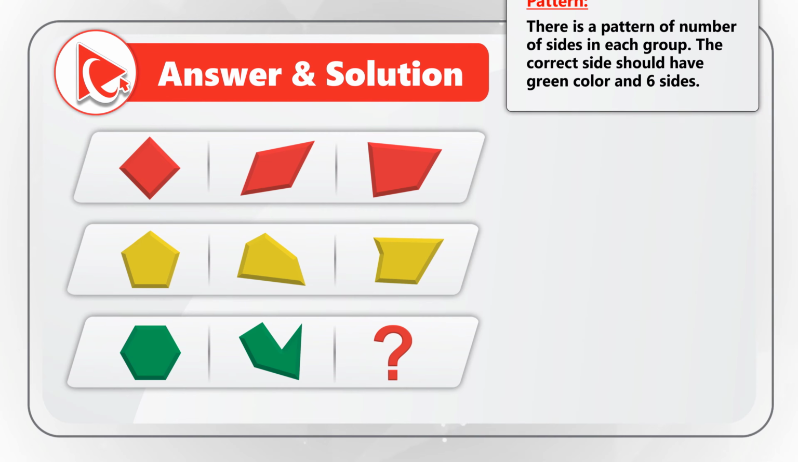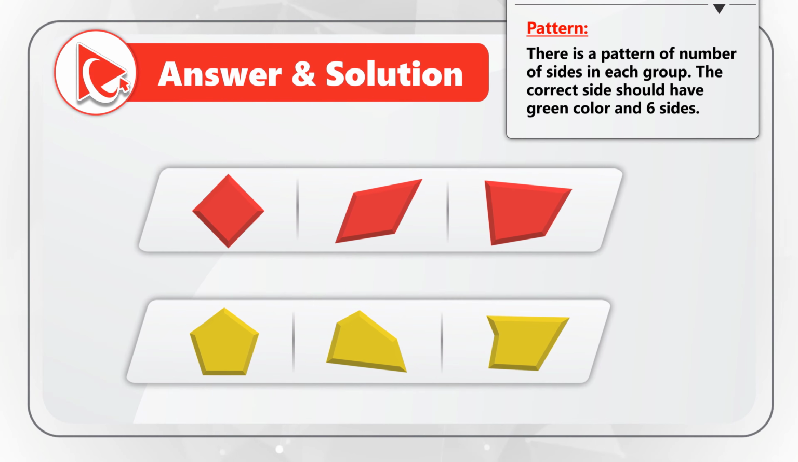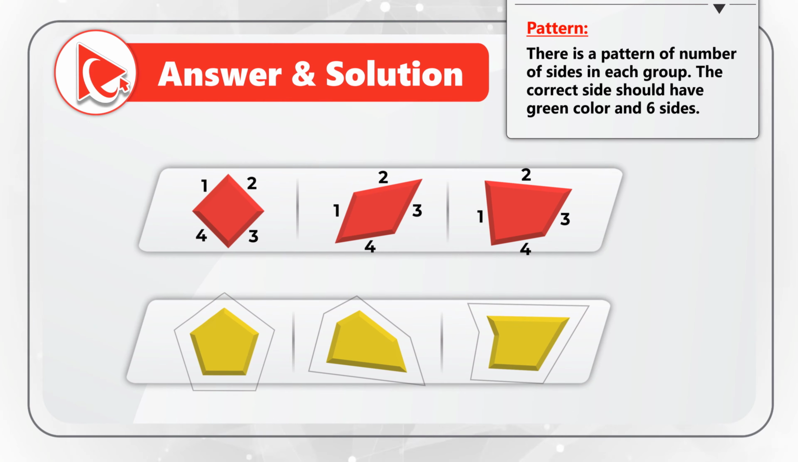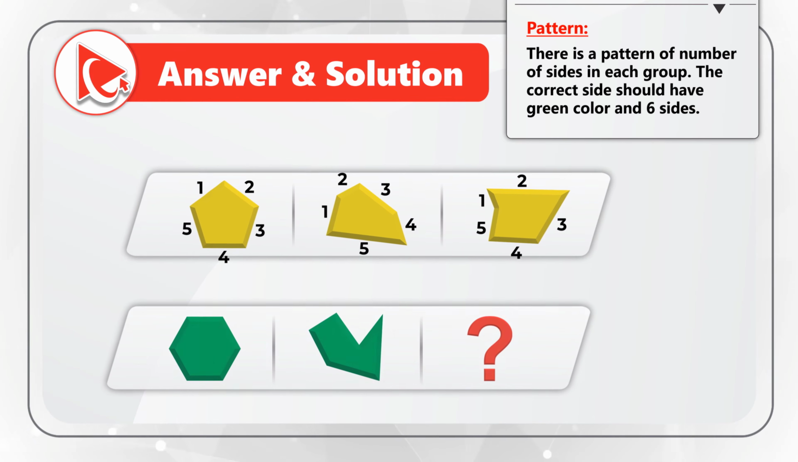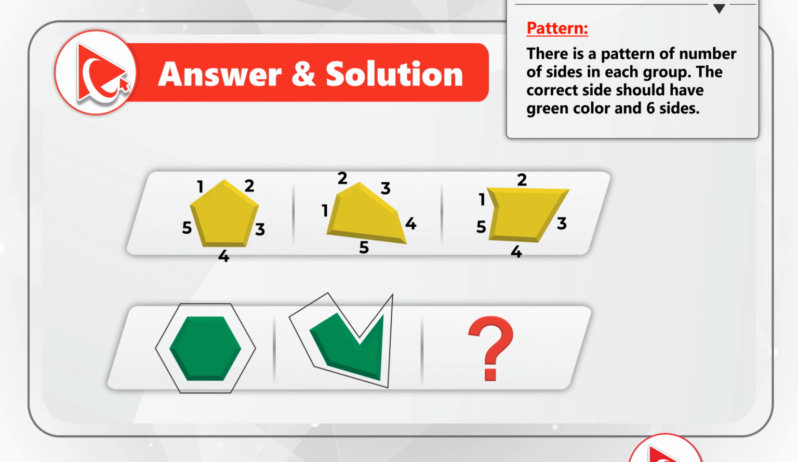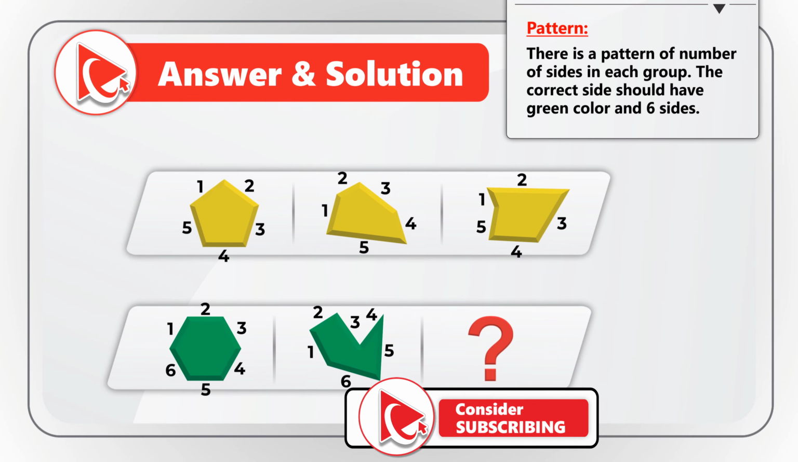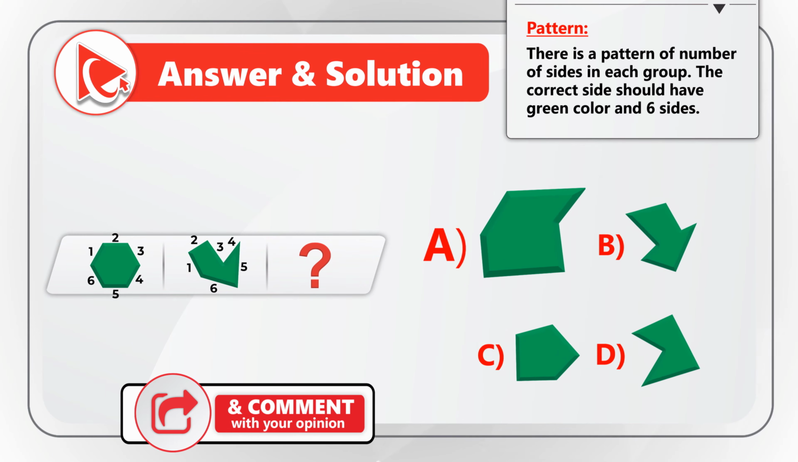But this helps us to detect the pattern in the complete groups. If you look closely, you will see that objects in the red group and in yellow groups, they all have the same number of sides. For example, all 3 objects in the red group have 4 sides. Objects in the yellow group have 5 sides, which means that object in the green group should have 6 sides, because 2 presented green objects have 6 sides. And the only object which is green and has 6 sides is choice A.